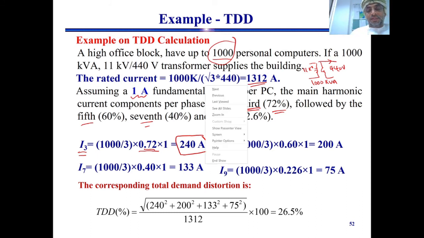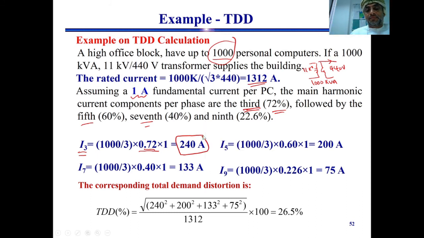Therefore, the total demand distortion will be equal to the summation of the different harmonics divided by the maximum current that will be taken from the source, the rated current, which is 1312, and that will give us a total demand distortion of 26.5% for this building.